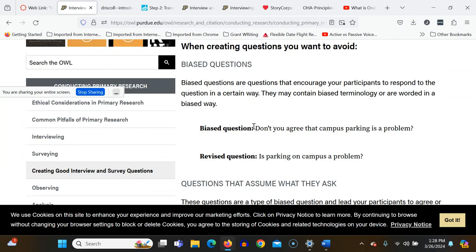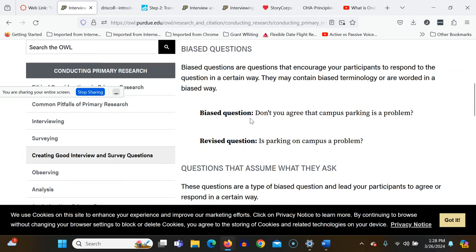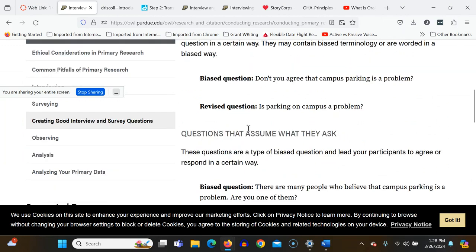So you also want to avoid a bias question. An example of that: don't you agree that campus parking is a problem? Well, that assumes that it is a problem and that your person is already on your page. That may not necessarily be fair. A revised question would be, is parking around campus a problem? That gives them the opportunity to answer the way they already are thinking about the issue.